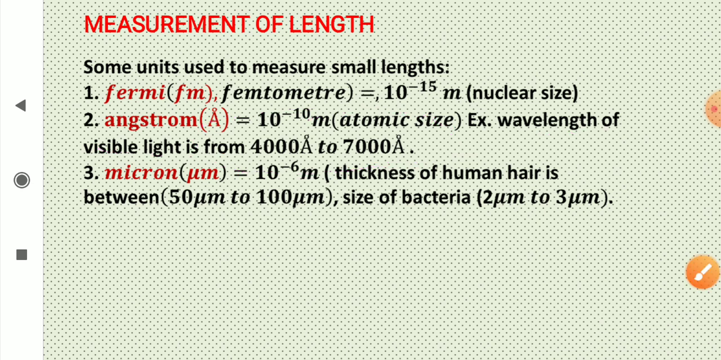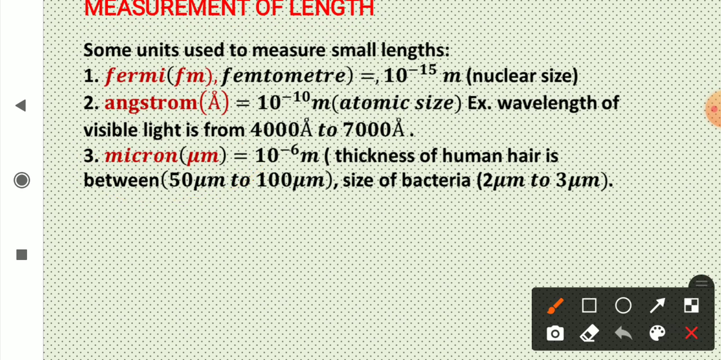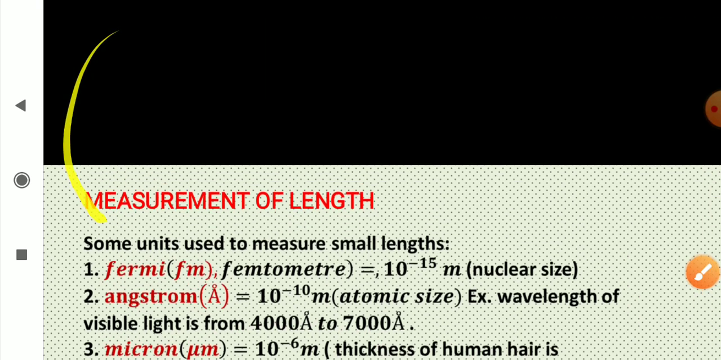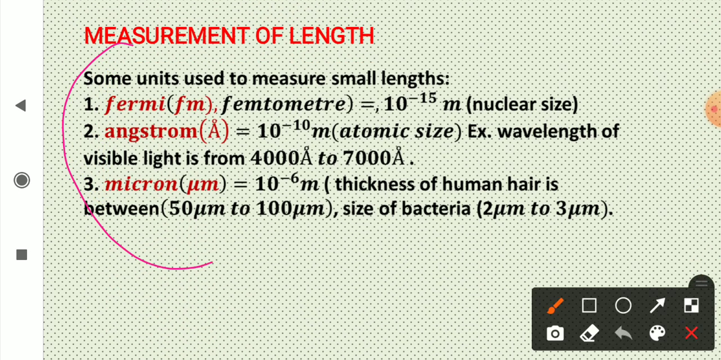And next one is micron. Micron is micrometer, mu m, that is equal to 10 raised to the power minus 6 meter. And for example, the thickness of human hair is about 50 micron to 100 micron, and size of bacteria is about 2 micron to 3 micron, right? So see, these units are exclusively for length. They are not used for any other physical quantity.